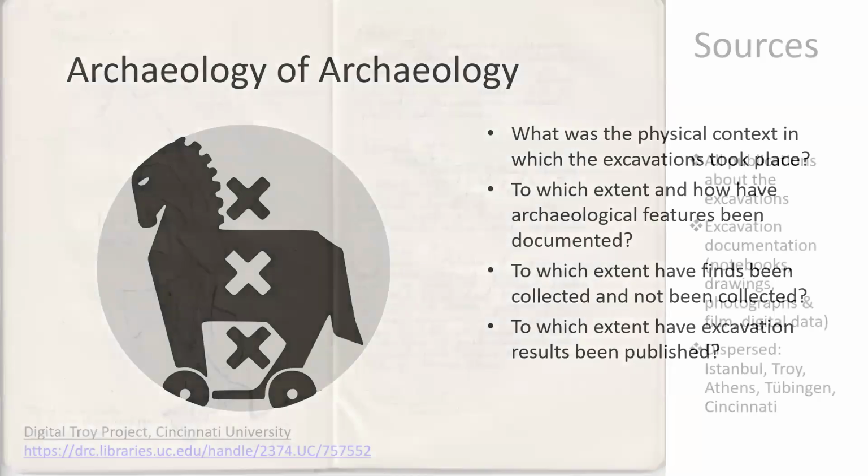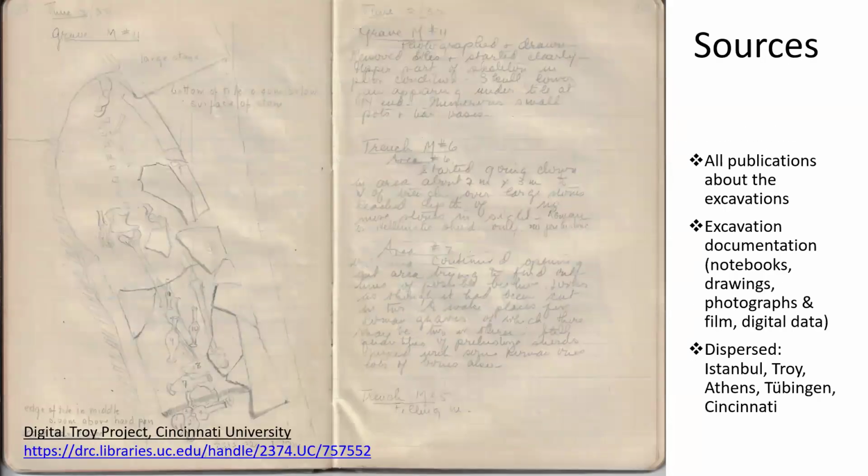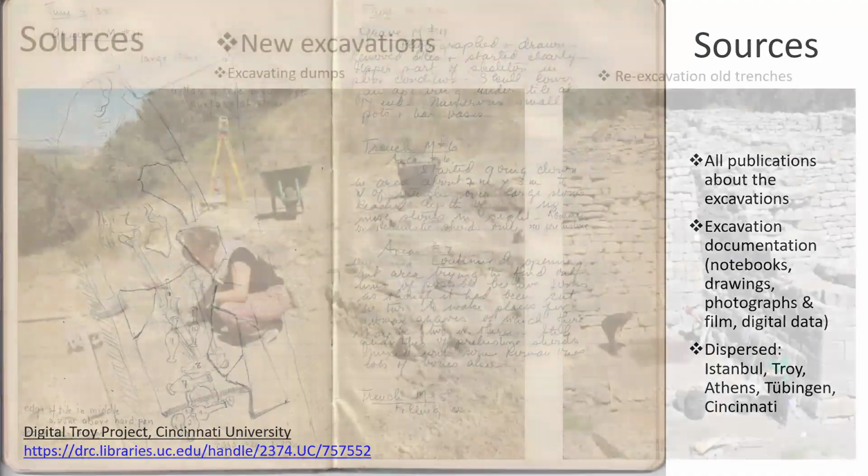that are currently in the process of being researched. The main sources of this study are all excavation publications that exist and all excavation documentation: notebooks, drawings, photographs, film, digital data. Currently, this is dispersed over various places in the world: Istanbul, Troy, Athens, Tübingen, and Cincinnati. So part of the project is also collaborating with these various institutes to get everything together. But this is all still a work in progress.